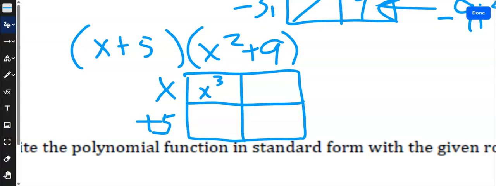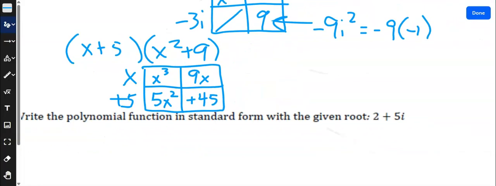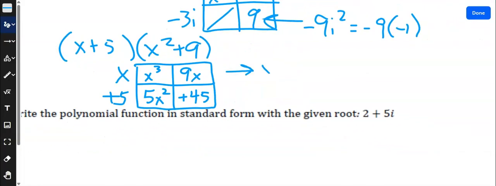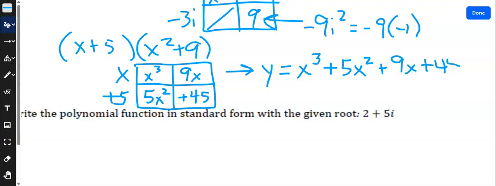x cubed, 9x, 5x squared, 45. Final answer, y equals x cubed plus 5x squared plus 9x plus 45.